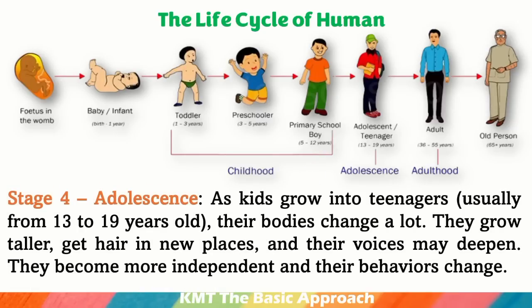Stage 4. Adolescence. As kids grow into teenagers, usually from 13 to 19 years old, their bodies change a lot. They grow taller, get hair in new places, and their voices may deepen. They become more independent and their behaviors change.